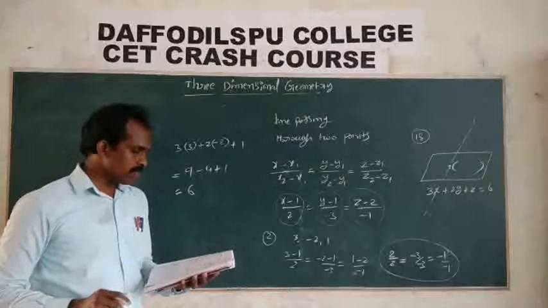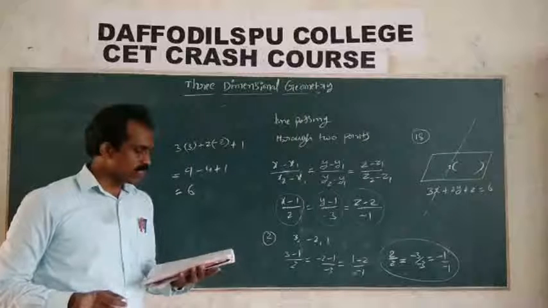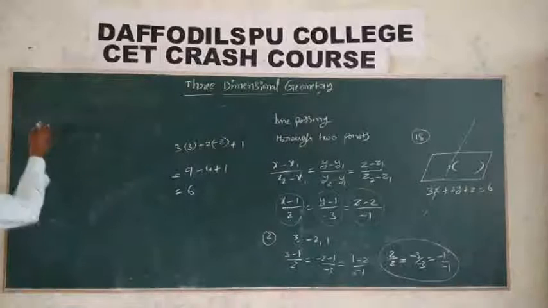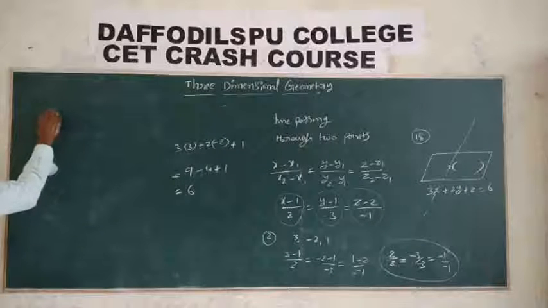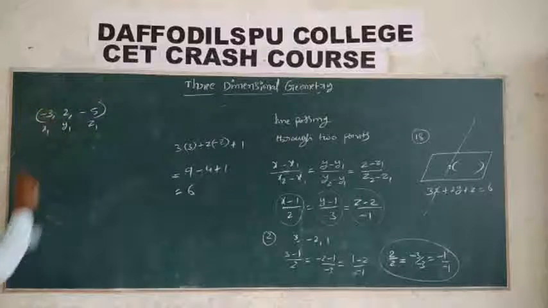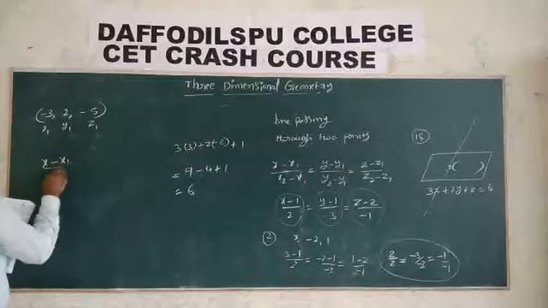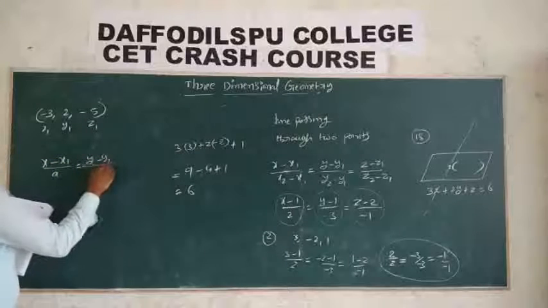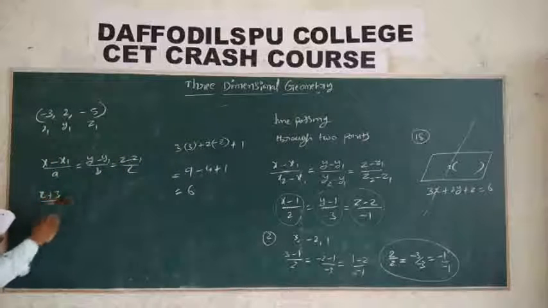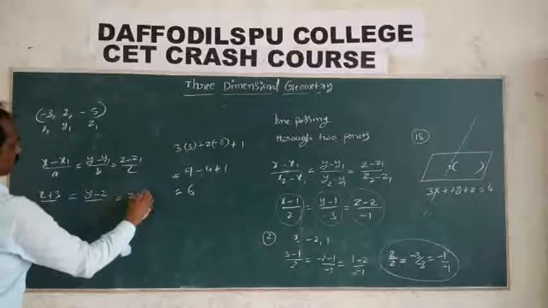19. The equation of the line equally inclined to the coordinate axes and passing through (-3, 2, -1). So the equation of the line passing through (-3, 2, -1), these are x1, y1, z1. The equation of the line passing through this point is (x minus x1) by a, (y minus y1) by b, (z minus z1) by c. That implies (x plus 3), (y minus 2), (z plus 1).